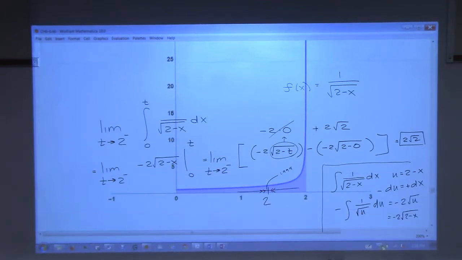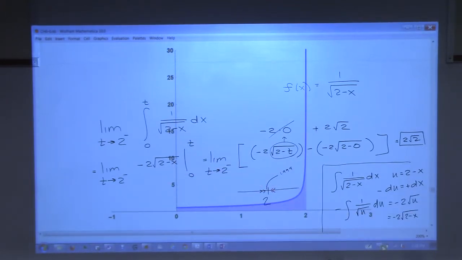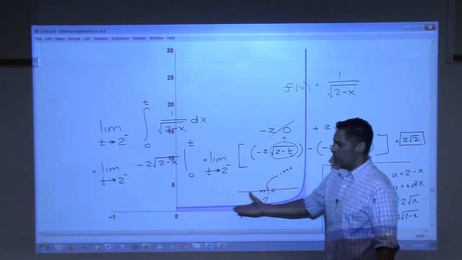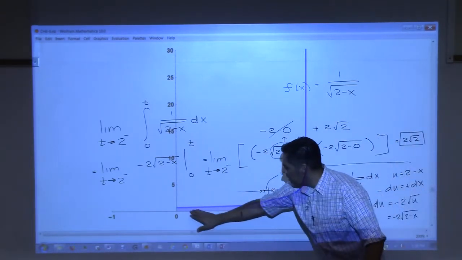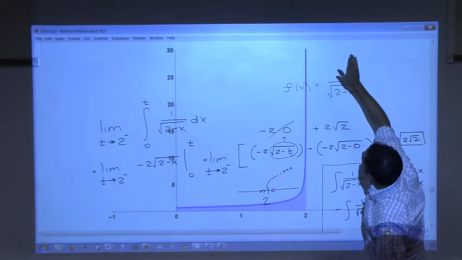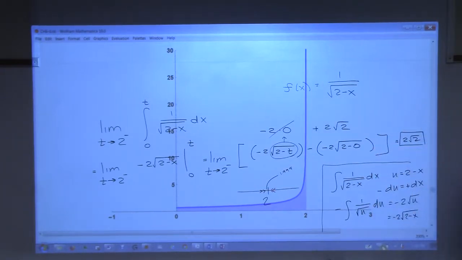And this is the function. If you graphed it from 0 to 2, this is the graph of that function. So we found this area right here all the way up forever and ever, amen. All right? And that's what it goes to.